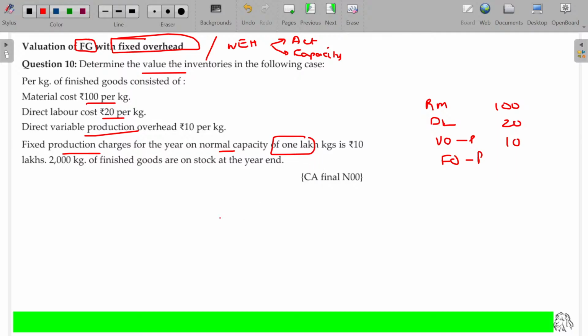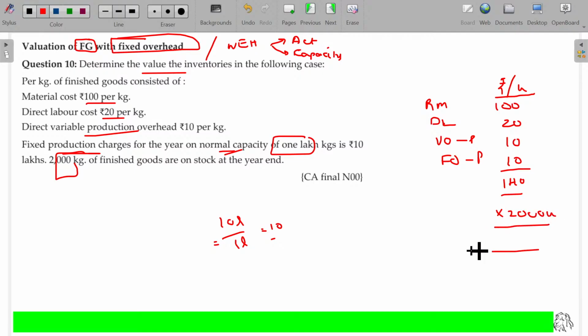So actual production detail is not given. So 10 lakhs divided by normal production capacity being 1 lakh. So fixed overhead being 10 rupees per unit. So you have to add this. The overall value being 140 rupees per unit. Number of units remaining at the end being 2000 units. Then closing stock value 2 lakhs 80,000. Clear?